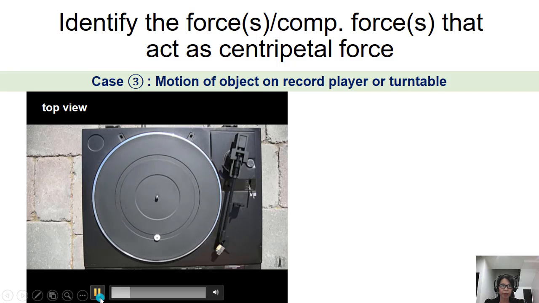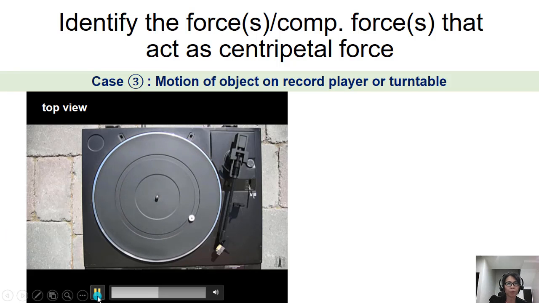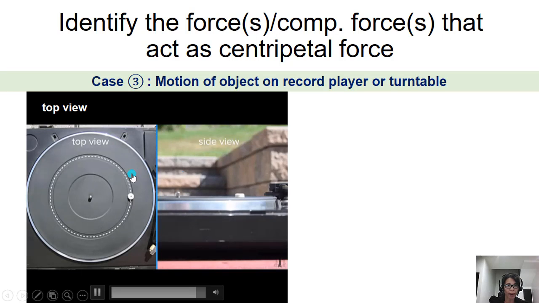So, case 3, we have the motion of an object on a record player or turntable. This object is doing circular motion. To identify the forces that act as our centripetal force, I have the side view, so it will be easier for us to identify the forces. Viewed from the side, this is the center of the circle, and this is our object.